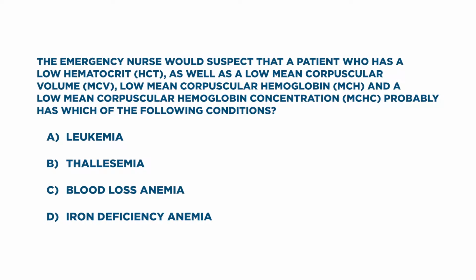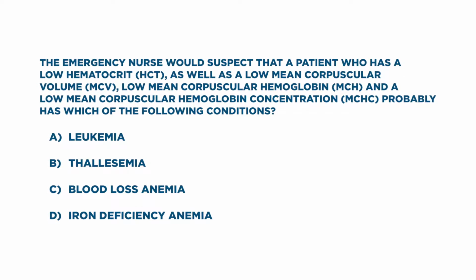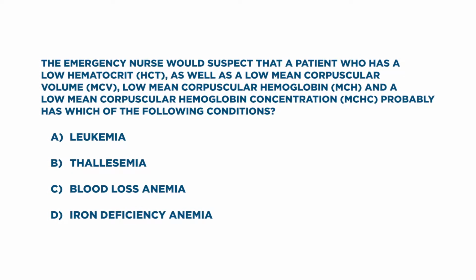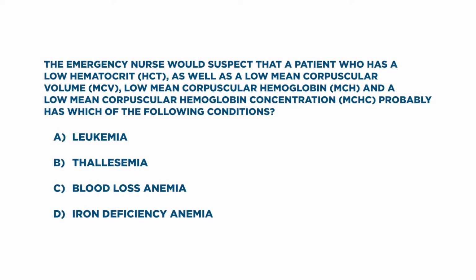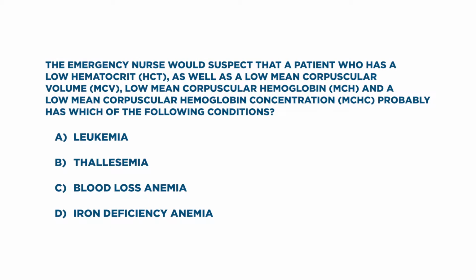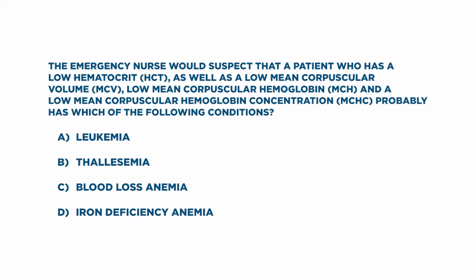Well, I know if the patient has a low hematocrit, they're anemic. So that one's obvious. But to find the cause of the anemia, I need to look at the erythrocyte indices, which are the others listed in the question. So if the patient has a low mean corpuscular volume, that means the red blood cells are too tiny. If they have a low mean corpuscular hemoglobin, that means they have not enough hemoglobin in each blood cell. And if they have a low mean corpuscular hemoglobin concentration, that means that the percentage of hemoglobin in each red blood cell is less than normal.